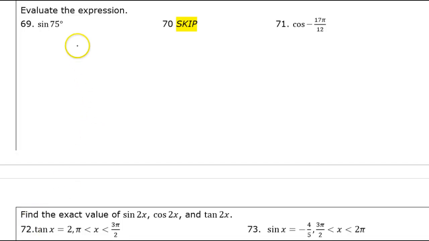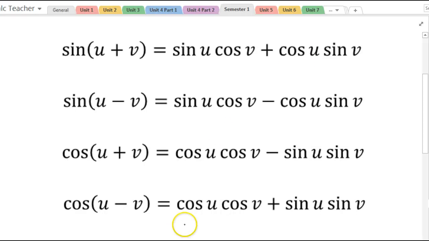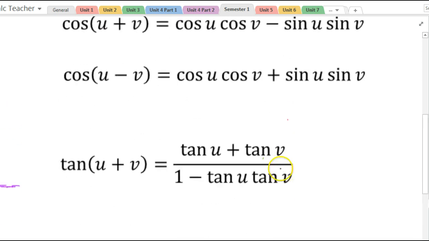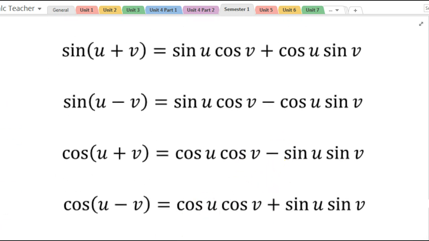In this video, I'm going to show you how to evaluate trig functions like these using the sum and difference identities that are right here. There's also a tangent one. Tangent one's down here. Let's get started.